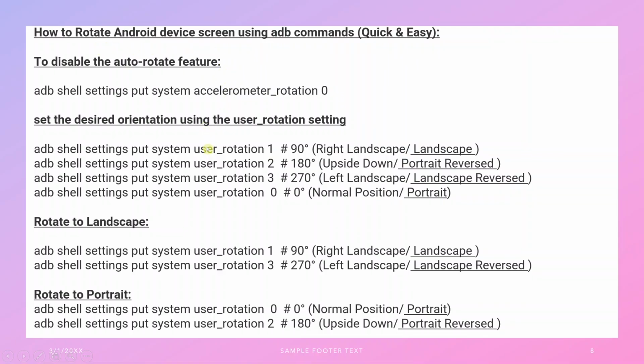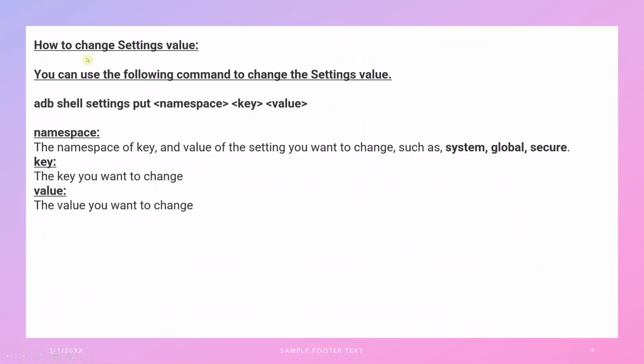Before explaining these commands, first we'll see what exactly this command is all about. It is adb shell settings put system user_rotation. What exactly does this command do? It changes setting values. So we have to use the command adb shell settings put namespace key value. This is the main command we are going to use, so we have to understand this one.